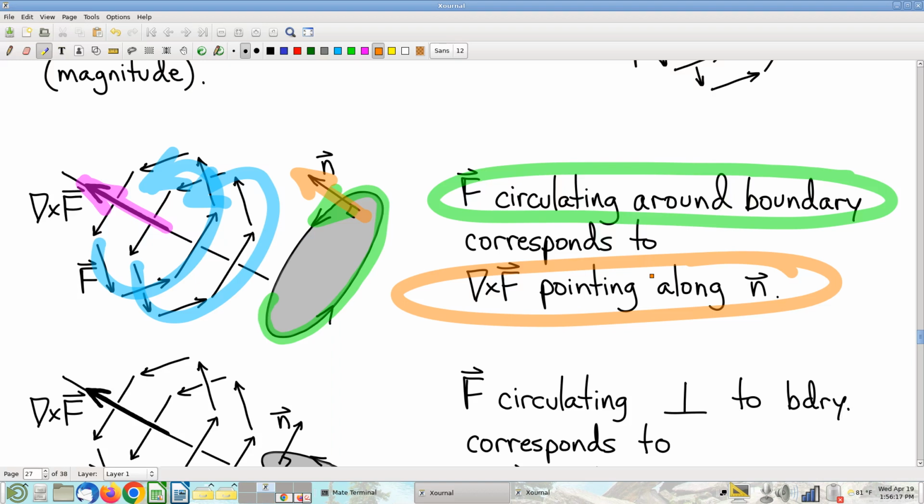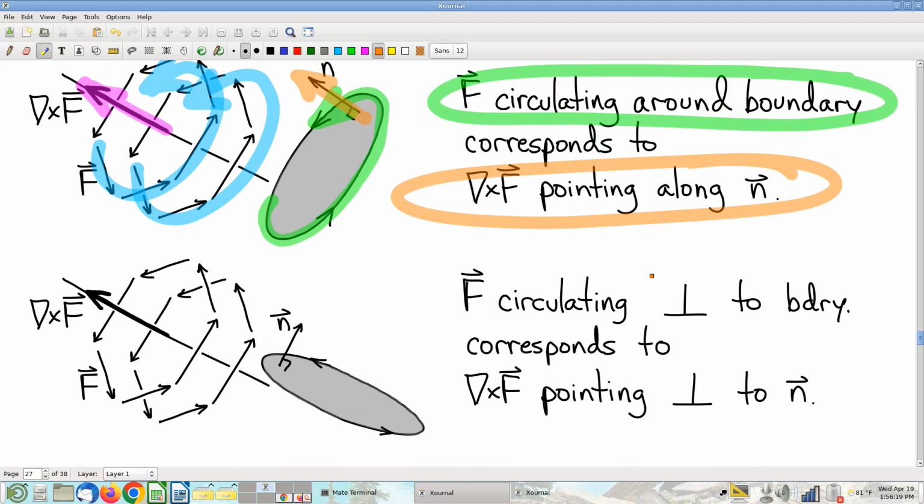And now, by contrast, let's suppose that it's the other way. Let's suppose that instead of the fluid flowing along the boundary to a great extent as I have it there, what if same fluid?